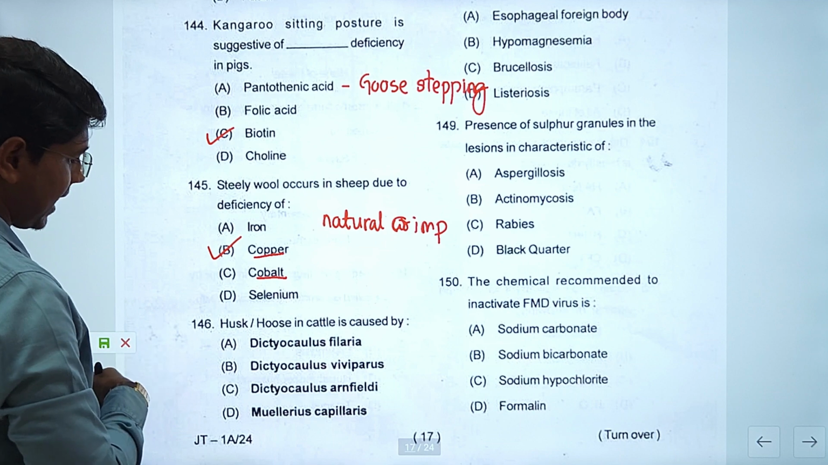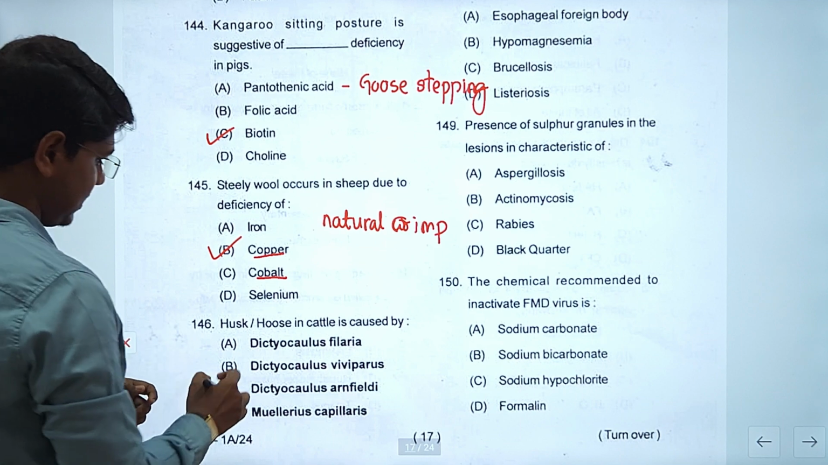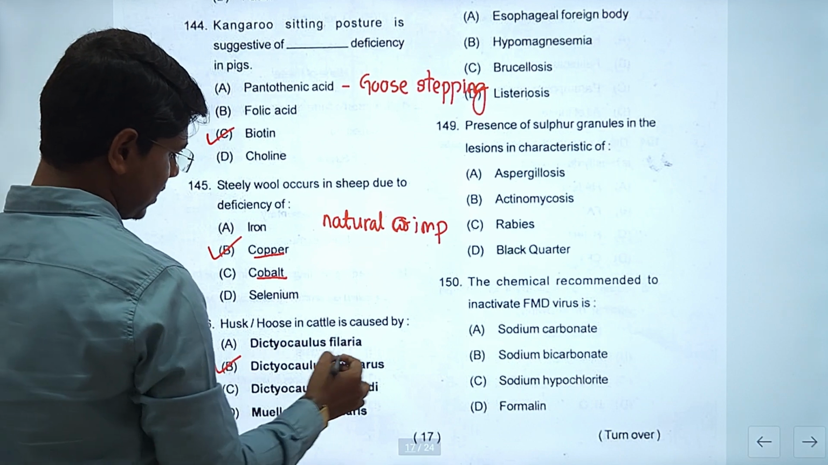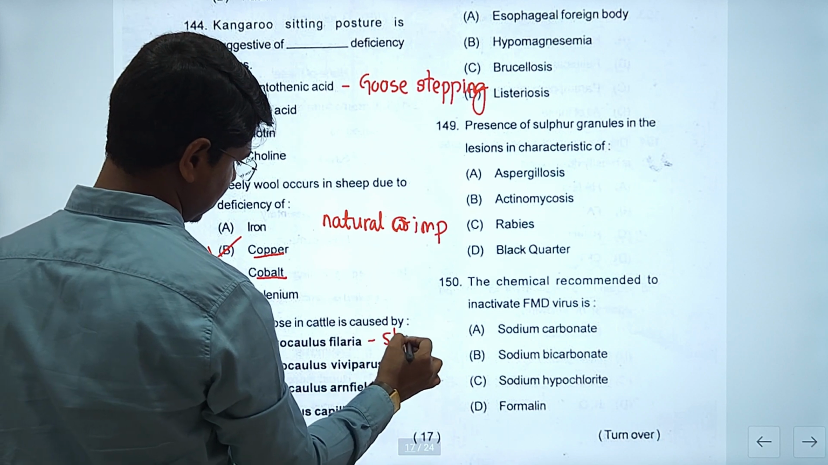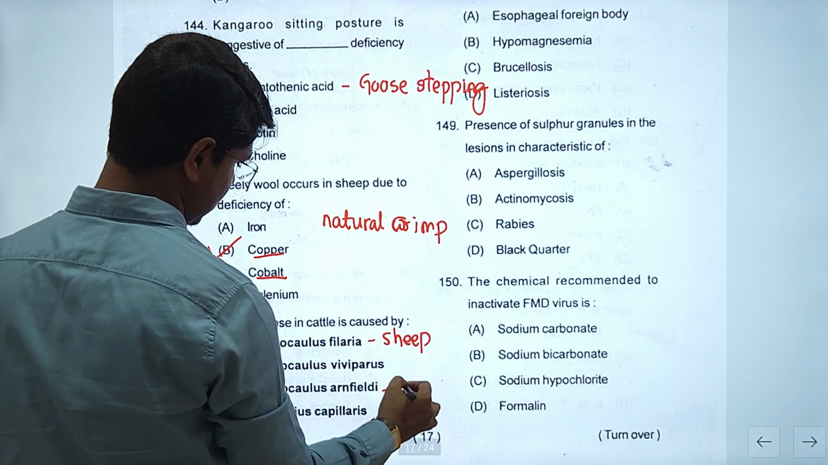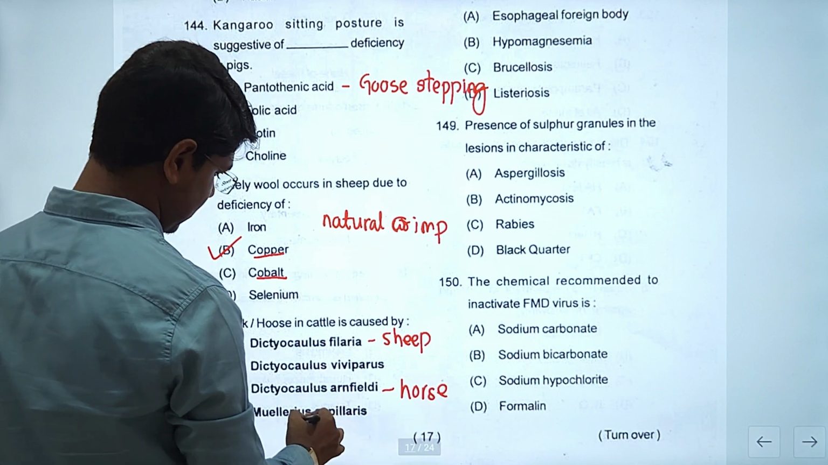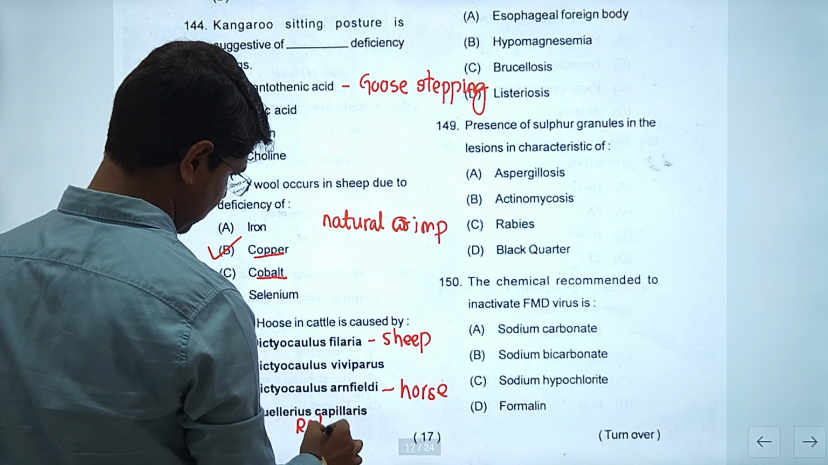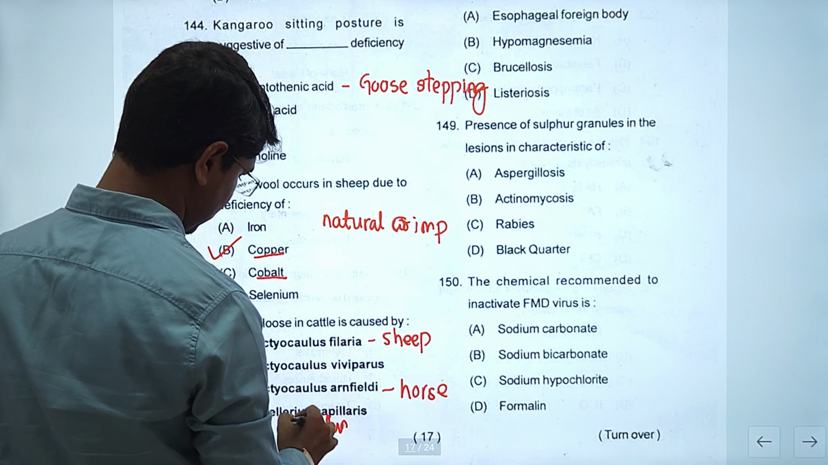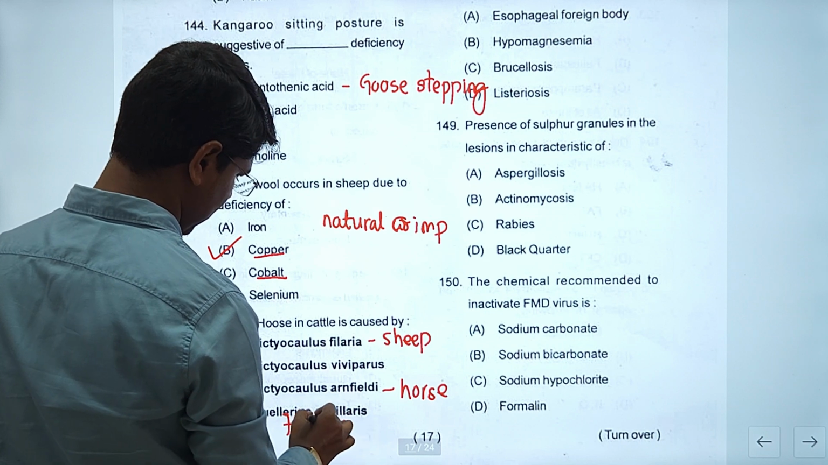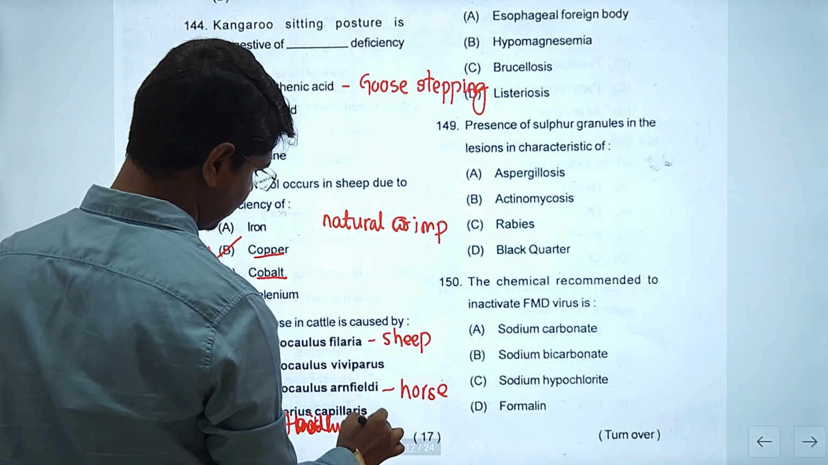Husk or hoose in cattle is caused by lungworm, that is Dictyocaulus viviparus. Dictyocaulus filaria causes it in the case of sheep. This is a worm of horse. Muellerius capillaris is known as hair lungworm, I think. I am slightly forgetting. Hair lungworm of sheep.